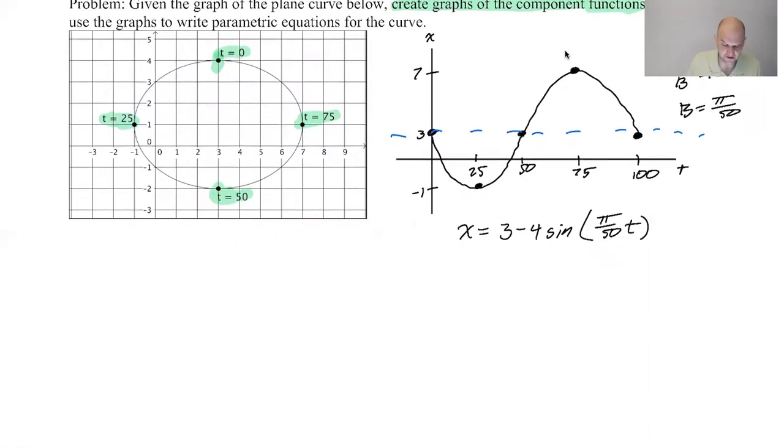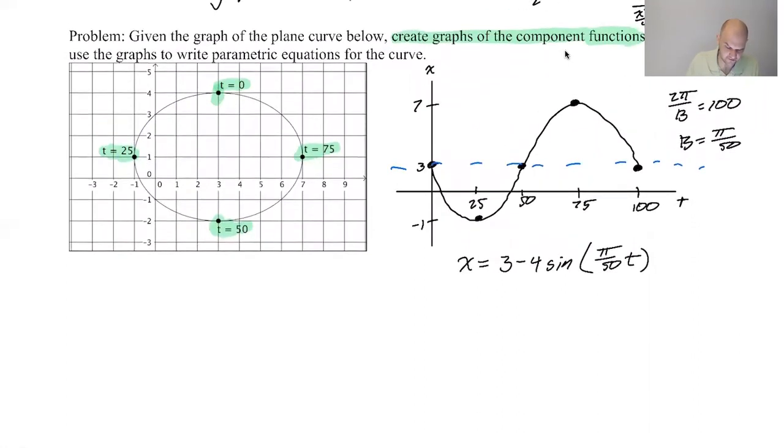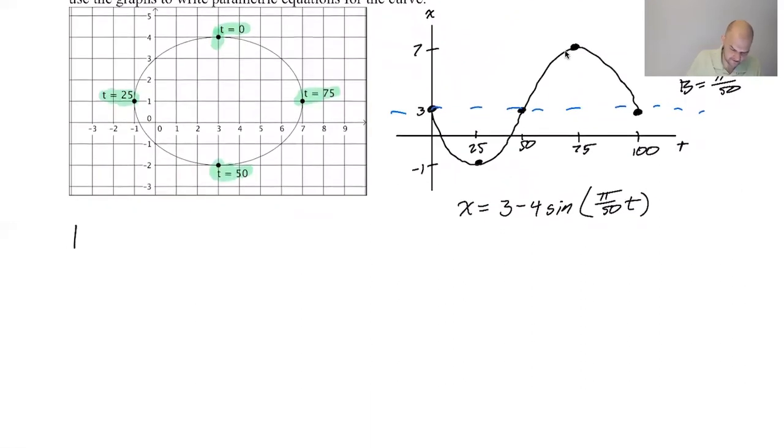Let's actually do the work. So I'm going to switch up my highlighter, just kind of walk us through this. Let's get some axes going though. This will be my y-axis, and then this will be my t-axis. All right, so when t is 0, the y value is 4.